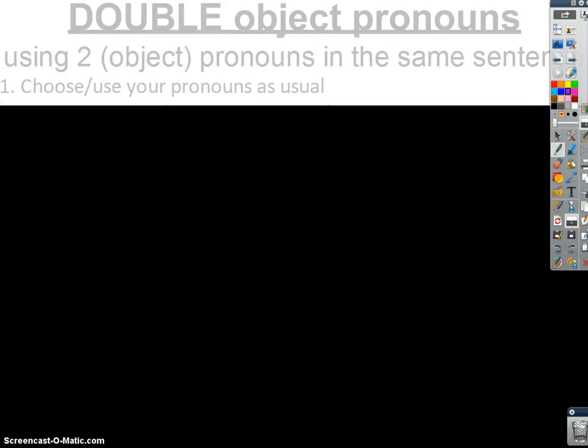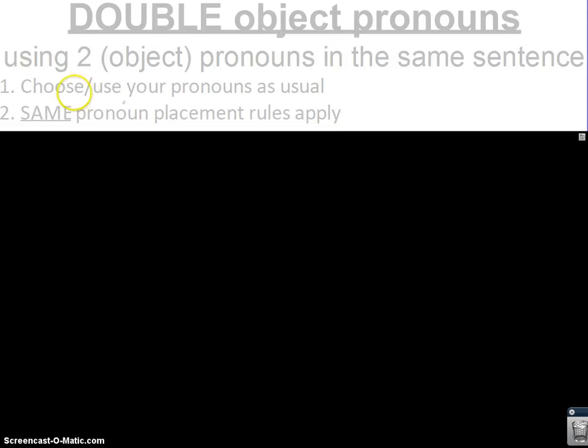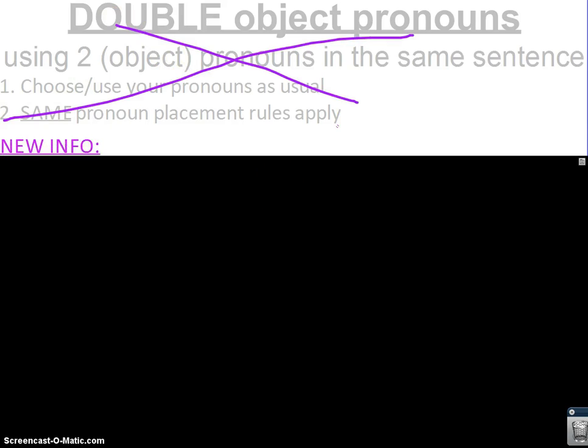Okay, so we've already written this stuff down. So step 1, choose and use your pronouns as usual. Same pronoun placement rules apply. Again, you do not have to rewrite this information down. It's just there for reference. New information. So we knew about number 1. We already know about number 2.